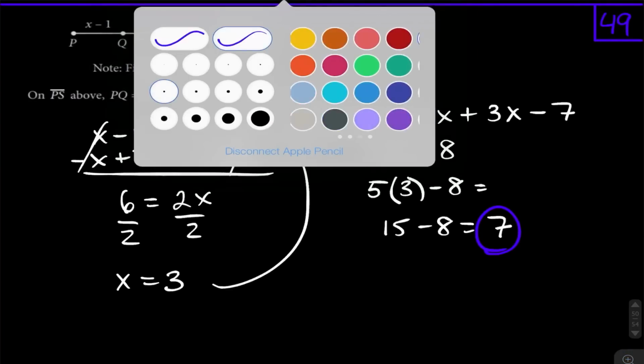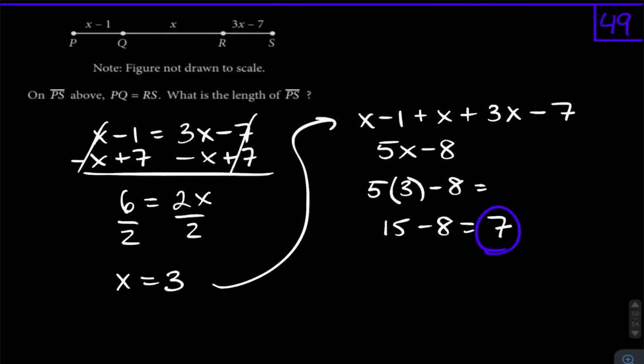Okay? So, pretty straightforward problem. I think the hardest part of this problem is realizing to set x minus 1 equal to 3x minus 7. If you understand how to do that, this problem is pretty quick and easy.